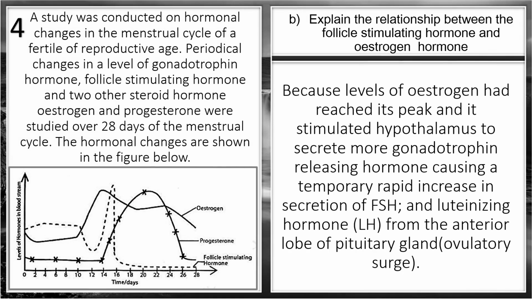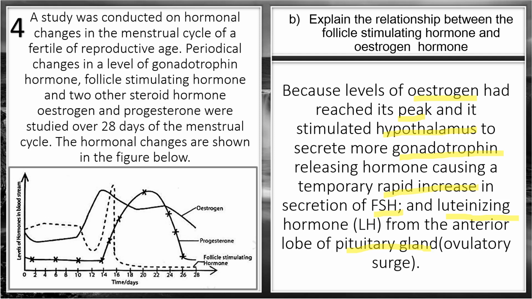This is because the level of estrogen had reached its peak and it stimulated the hypothalamus to secrete more gonadotrophin releasing hormone, causing the temporary rapid increase in the secretion of the follicle stimulating hormone and the luteinizing hormone from the anterior lobe of the pituitary gland.